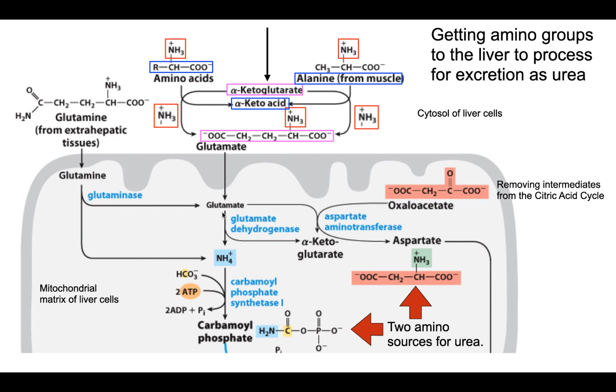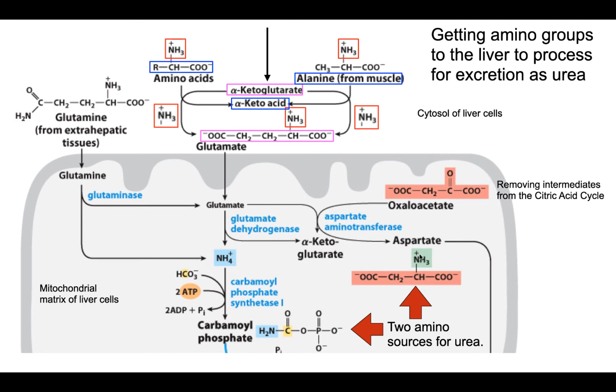Optionally, glutamate will donate that amino group to a bicarbonate molecule to make something called carbamyl phosphate. And these are going to be the two sources of amino groups for urea. Urea is essentially two amino groups connected by a carbon. There's the source of the carbon, bicarbonate in carbamyl phosphate. Here's one amino group from carbamyl phosphate. Here's the other amino group from aspartate.